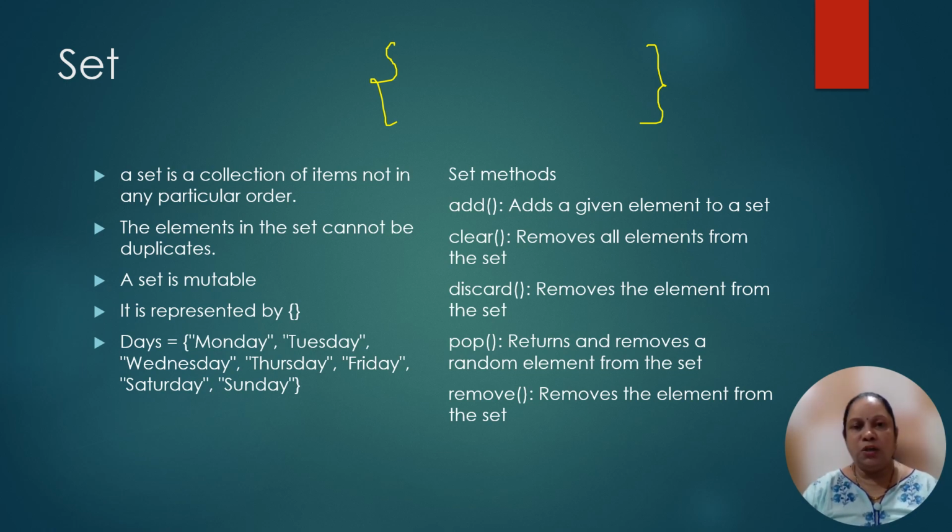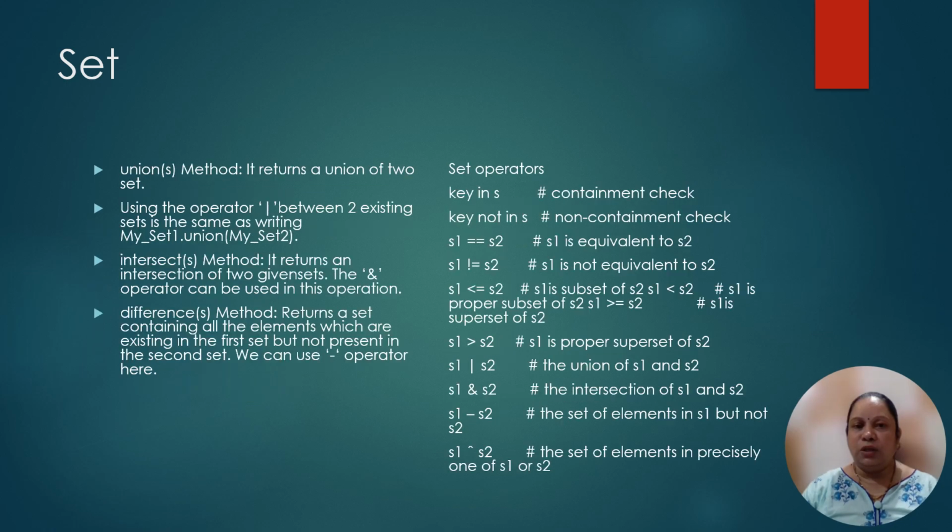And what are the methods of a set? Add something to the set. Clear is to remove all the elements from the set. Discard removes a specific element from a set, and pop is going to remove the last added element to the set. So if you use pop on these days, it is going to remove what? Sunday, right? So these are the methods.